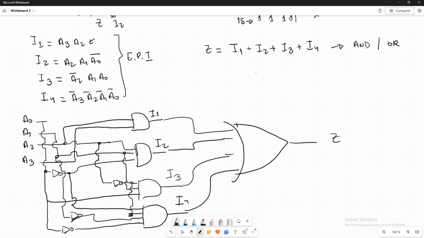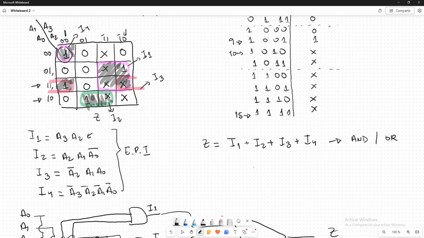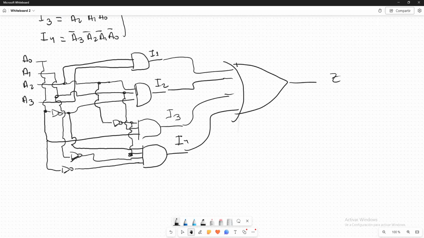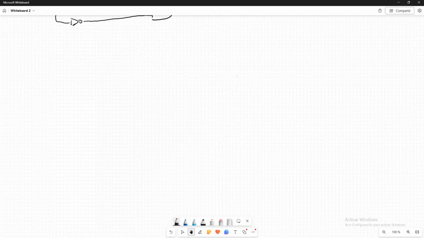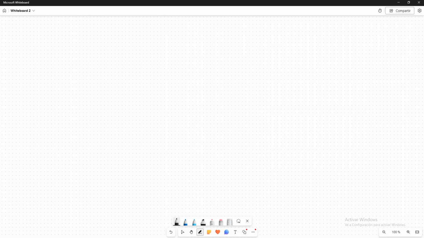So we have finished the problem in this step. Maybe we want to check what happens with the zeros. Here we have chosen the ones, but what if we use the zeros? We are going to see what happens if we use the zeros. Maybe the circuit is simpler. I don't know. We have to check it.